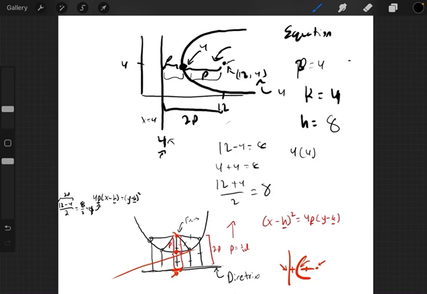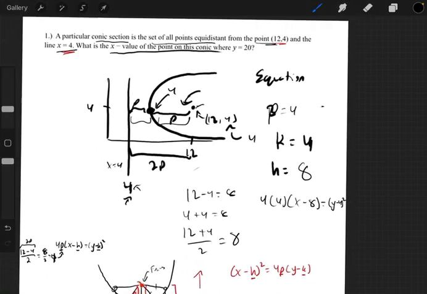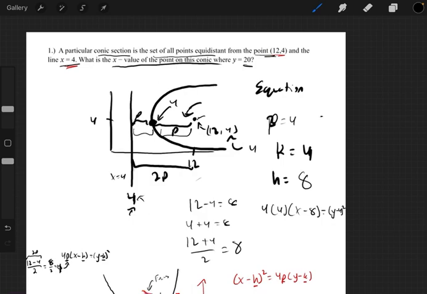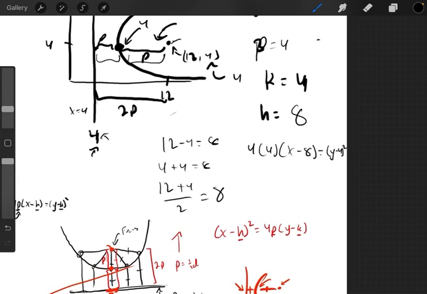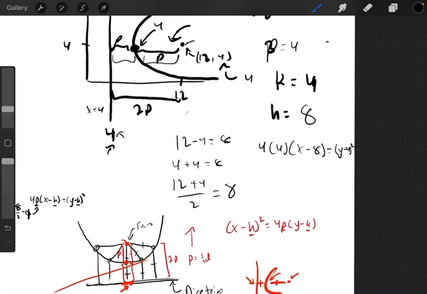4p(x minus 8) equals (y minus 4) squared. Now, what are we looking for? We're looking for the x value when y equals 20. To do that, let's first simplify that. 4p is 16, so 16(x minus 8) equals (20 minus 4) squared.